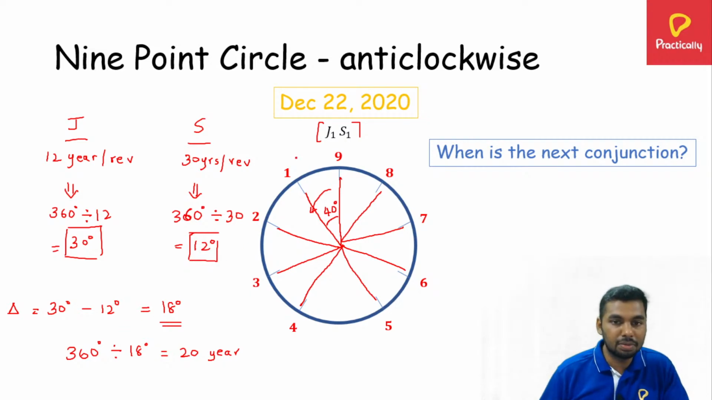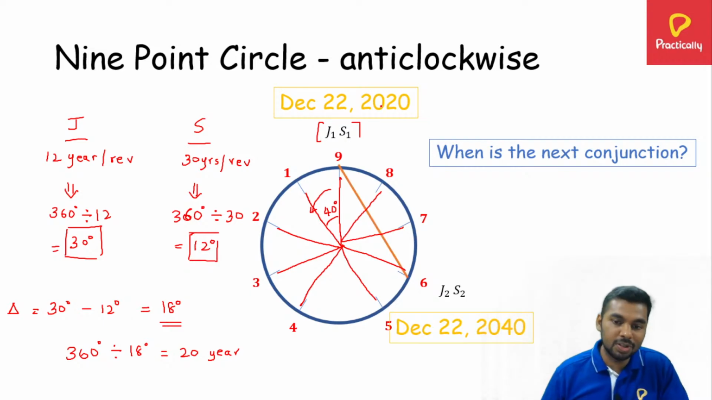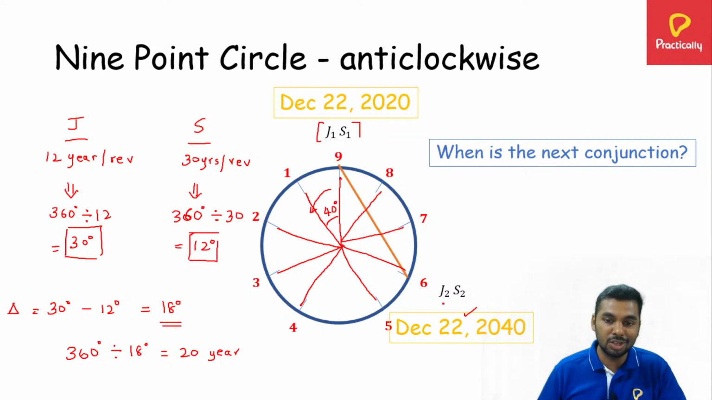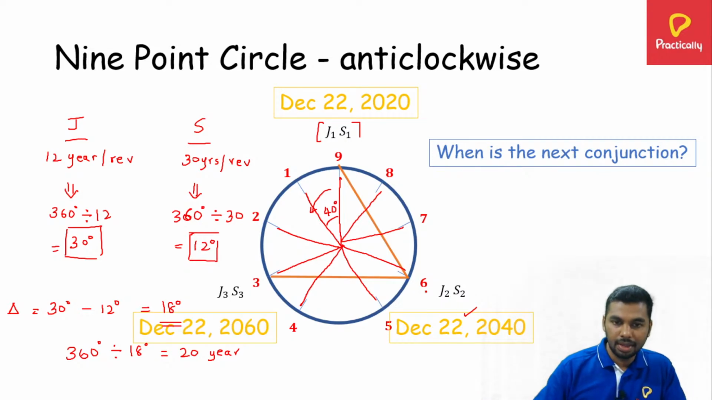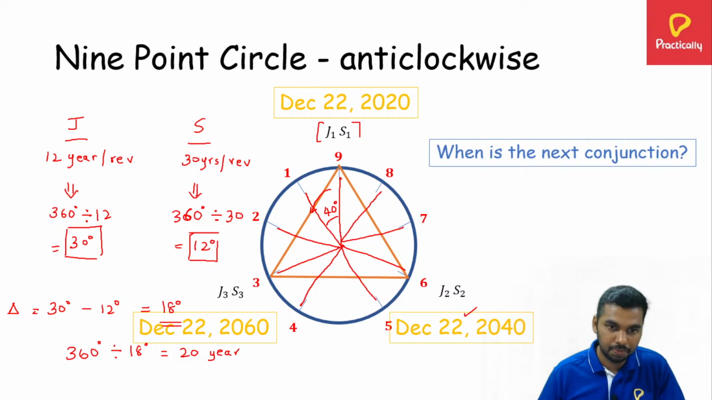Now that means the next time when you watch the sky, if you see Jupiter and Saturn in a straight line, that is going to be 2040, and that position is shown here. So on December 22nd, 2040, you can see Jupiter and Saturn again aligned together. The third time you can see Jupiter and Saturn together is at 2060, which is after 40 years. And then after one more 20 years, it returns to the same position.